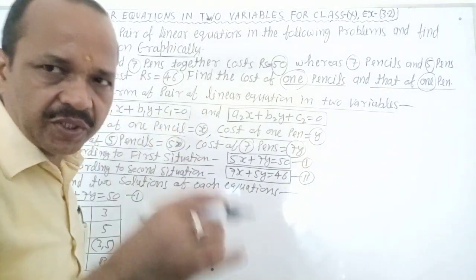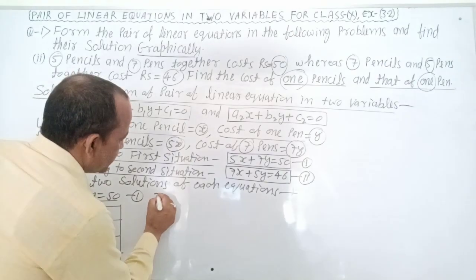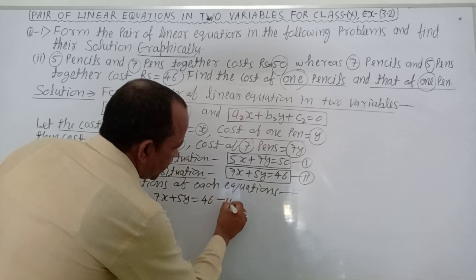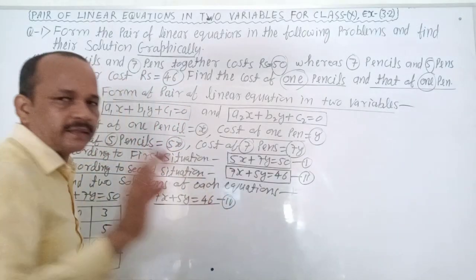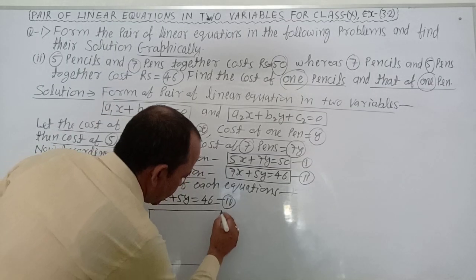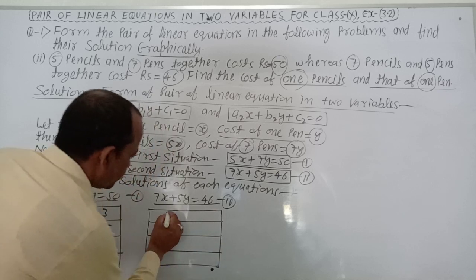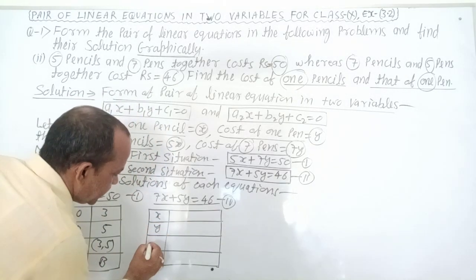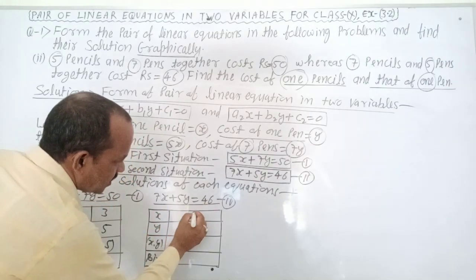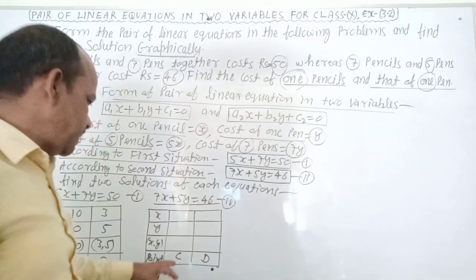Clear? You found two solutions of equation first. Now you find two solutions of equation second. Here 7x plus 5y equals 46. It is equation second. You find two solutions of equation second. Points C and D. Clear? Point C, point D.